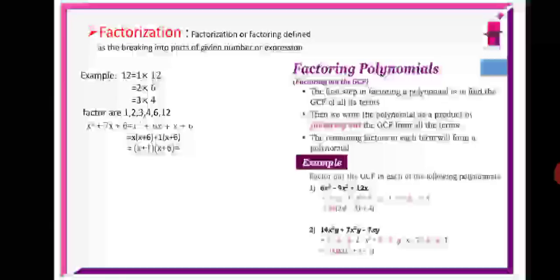Now, factorization or factoring is defined as breaking given numbers or expressions into parts. So you can say x square plus 7x plus 6 is factorized as x square plus 6x plus x plus 6. In the first two terms x is common, and in the next two terms 1 is common. You can take x plus 1 into x plus 6.